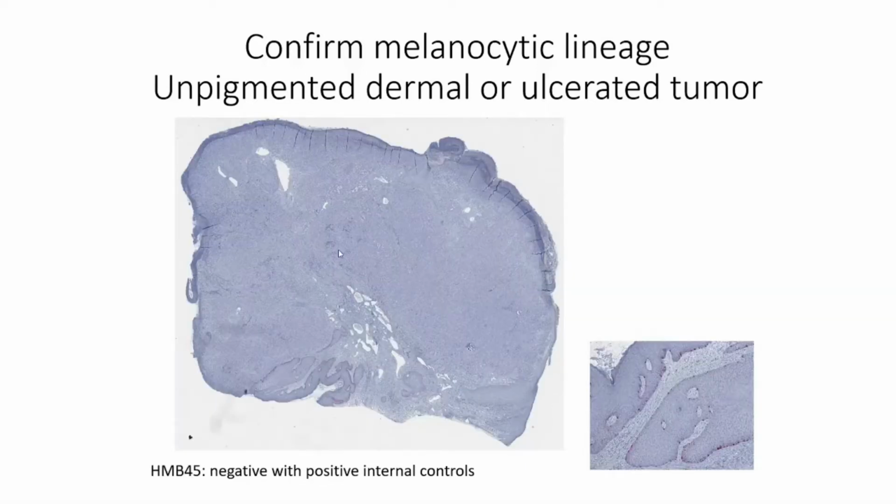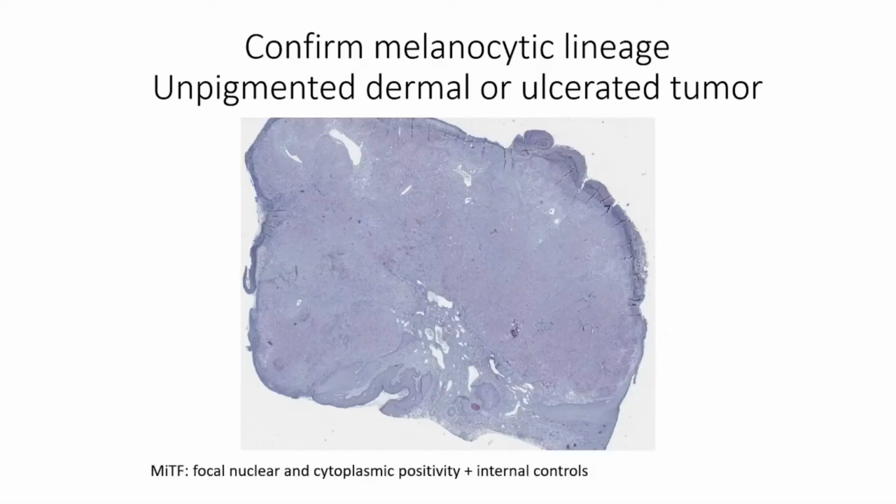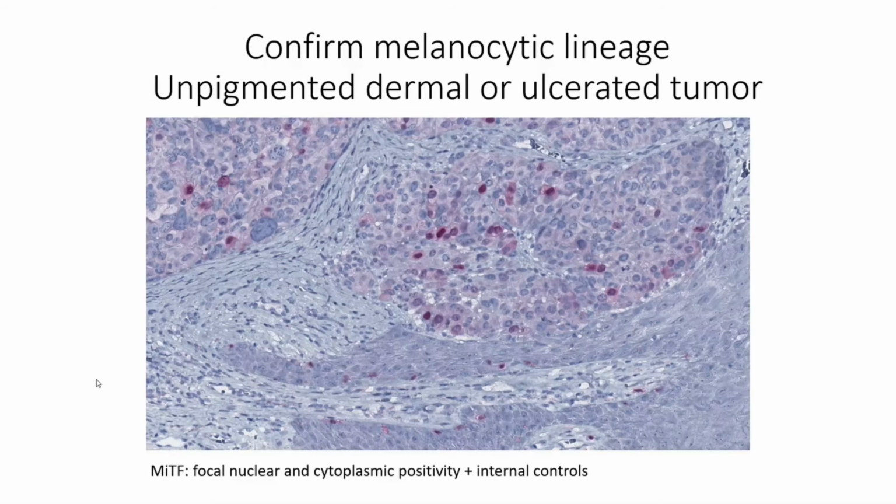And we have exactly the same profile of staining with HMB45, which is negative in the tumor and positive in the adjacent melanocytes. So with HMB45 and melan A negative, we need to find other antibodies. Here is the MITF expression, and we see that there are some areas where we have positive nuclei and a small cytoplasmic stain, and again we have the positivity in the adjacent normal melanocytes, which are much smaller, as you can see.